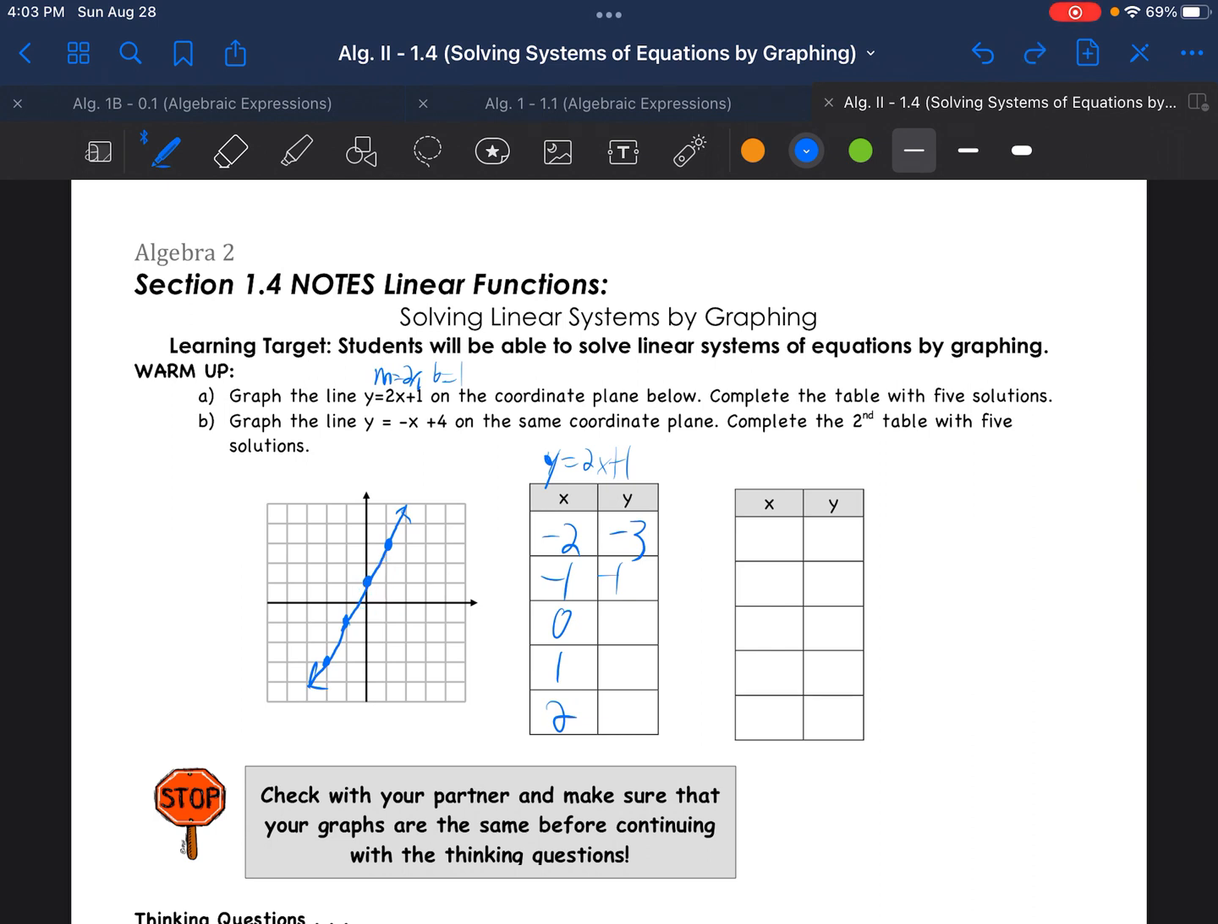When x is 0, that was my y-intercept, so my y value was 1. When x is 1, my y value is 3. And when x is 2, my y value is all the way up here at 5.